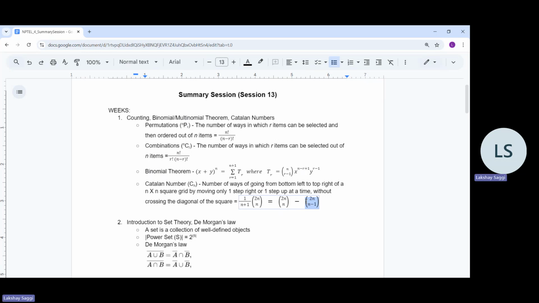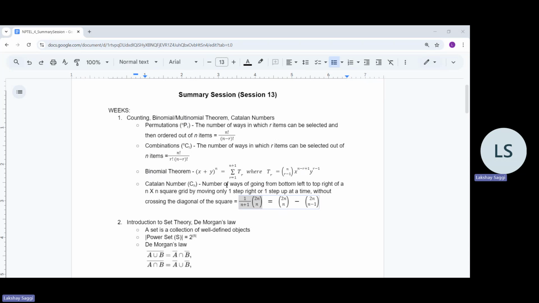And 2n choose n minus 2n choose n minus 1 is the number of ways in which we don't cross the diagonal. You can find that this will also be equal to 1 upon n plus 1 times 2n choose n. You can just expand this out and see that these formulas are equivalent. So nothing new here. And then some of the applications of Catalan numbers can be the following.